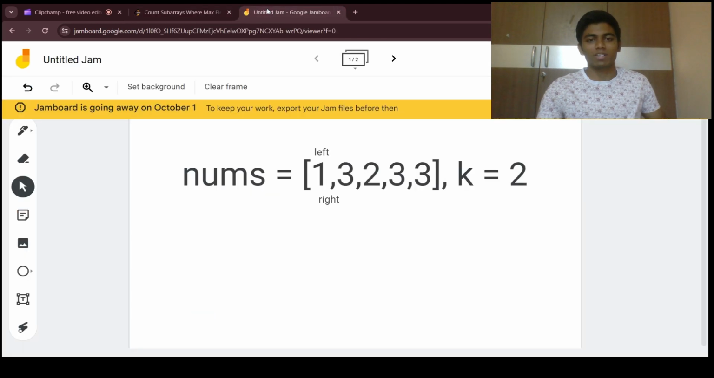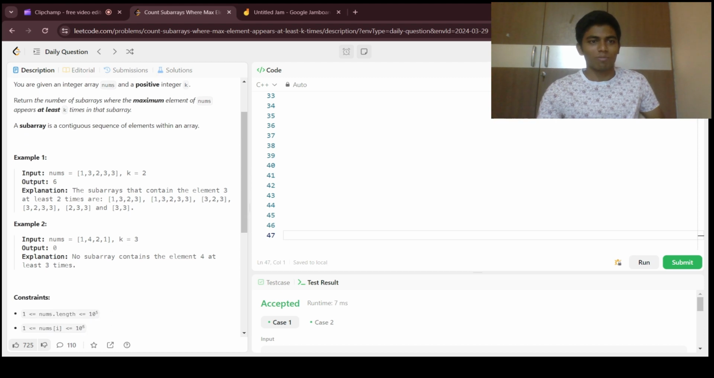Suppose I take this particular example where I have nums equal to this array and k equal to 2. Now I need to find all the subarrays whose maximum element frequency is at least 2. If I come to the brute force solution, I pick the starting point and the ending point, calculate the frequency of the maximum element in that subarray, and if it is at least k, I increment the answer and then return the answer.